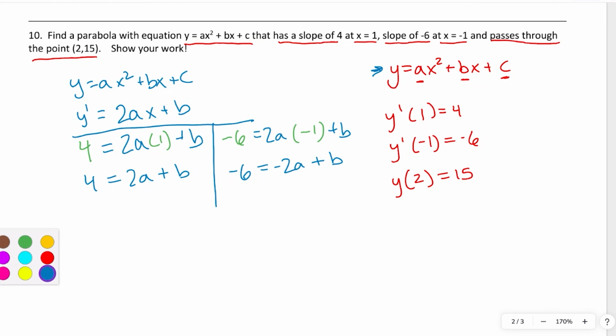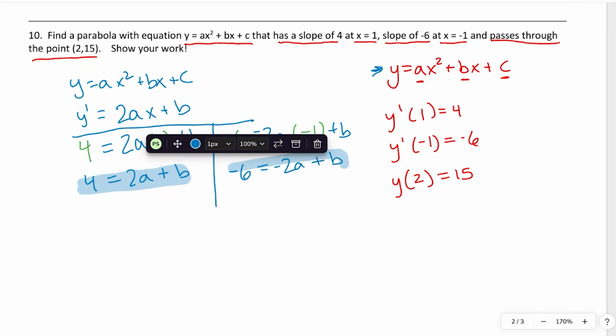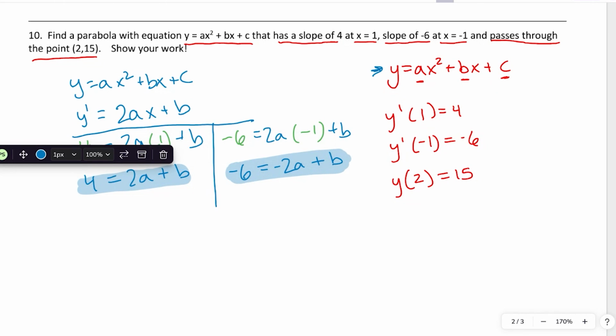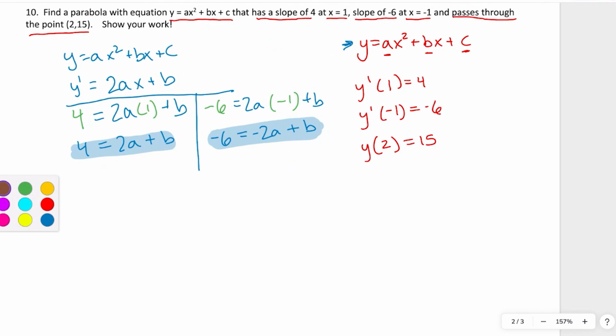But now what we have here is a system of equations. We've got one equation that has a and b, and we've got another equation that has a and b. And if we put these 2 equations together in a system, we can solve for a and b. I have to zoom out a little bit here, get myself some room. So here's my 2 equations.